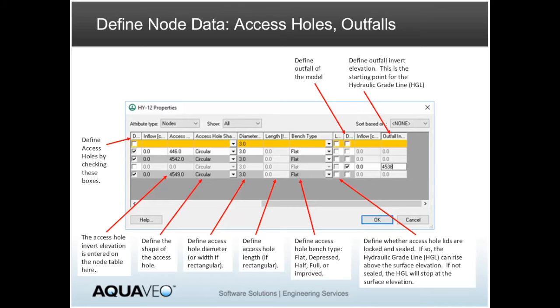And then you also need to define whether an outfall is defined at the node, and the outfall invert elevation. This is the starting computation point for the hydraulic grade line, or HGL, when HY-12 is run.